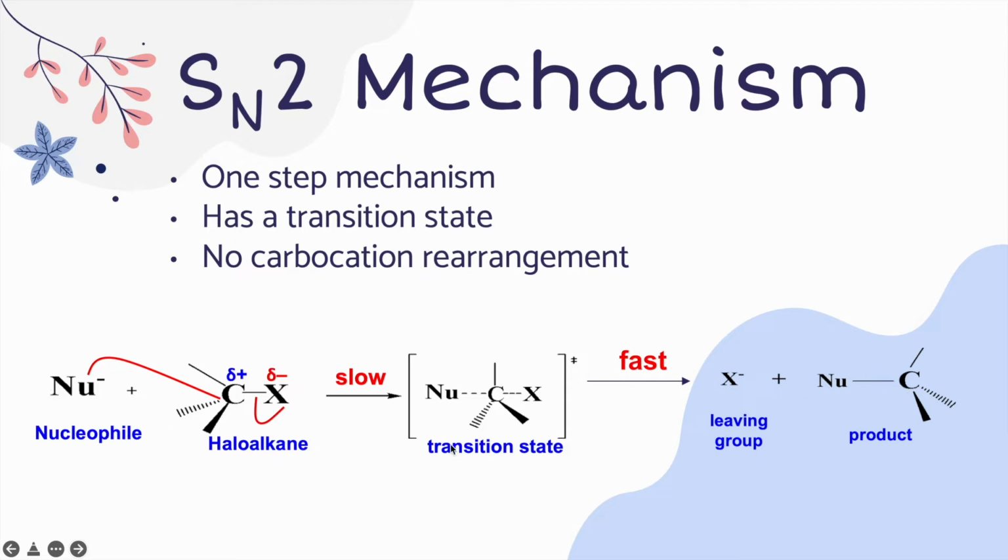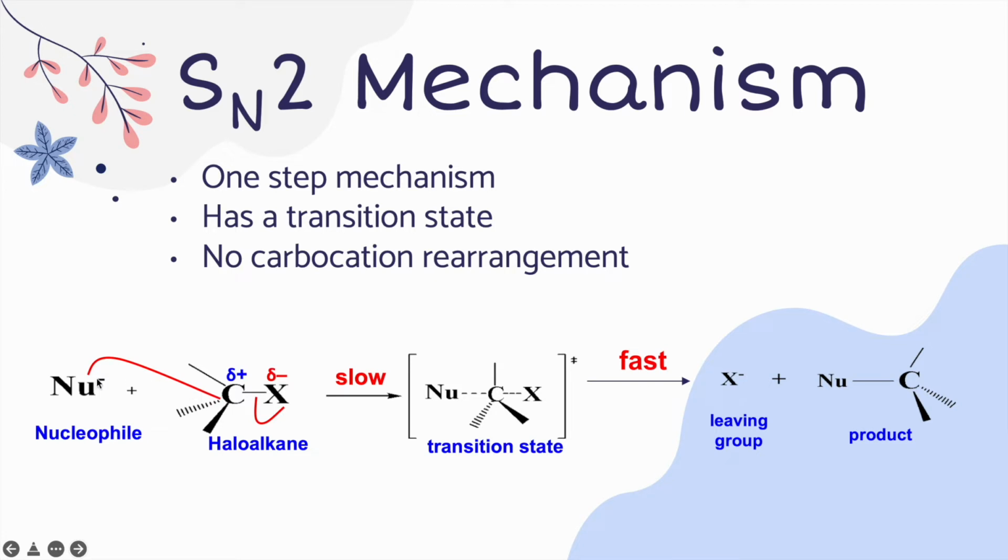The bond breaking and bond forming occurs simultaneously. It has a transition state in the middle. No carbocation rearrangement. In the SN2 mechanism, no carbocation rearrangement means there's no formation of carbocation. We start with the nucleophile attacking the carbon in the haloalkane. The carbon is delta plus.